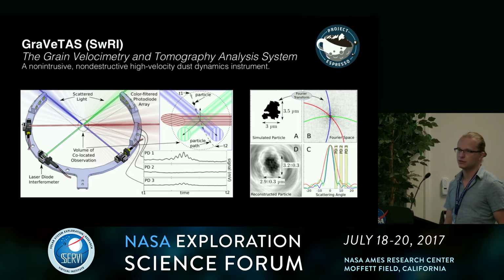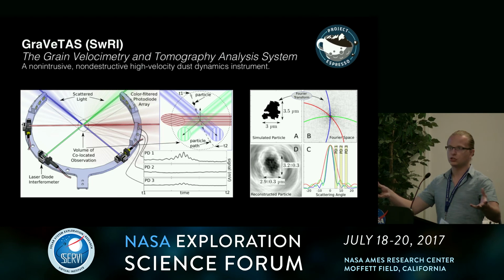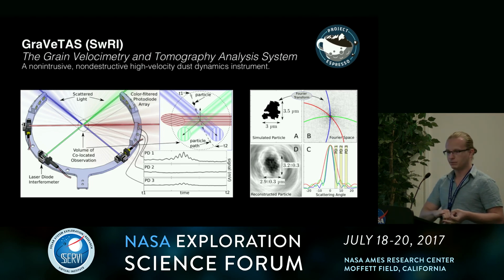It's a means of doing non-intrusive, non-destructive dust dynamics in situ. So we can put this in an impact experiment and actually analyze the velocity distribution of dust coming off, the composition of that dust grain by grain, and the spin state and the shape and size of every grain. So that really gives you a holistic picture of the dynamics of the dust that you're creating in an impact experiment.